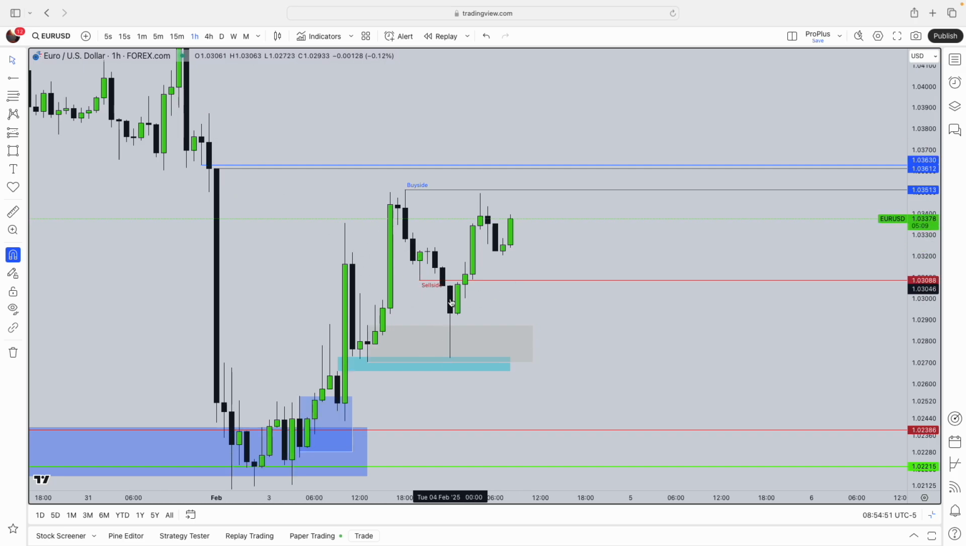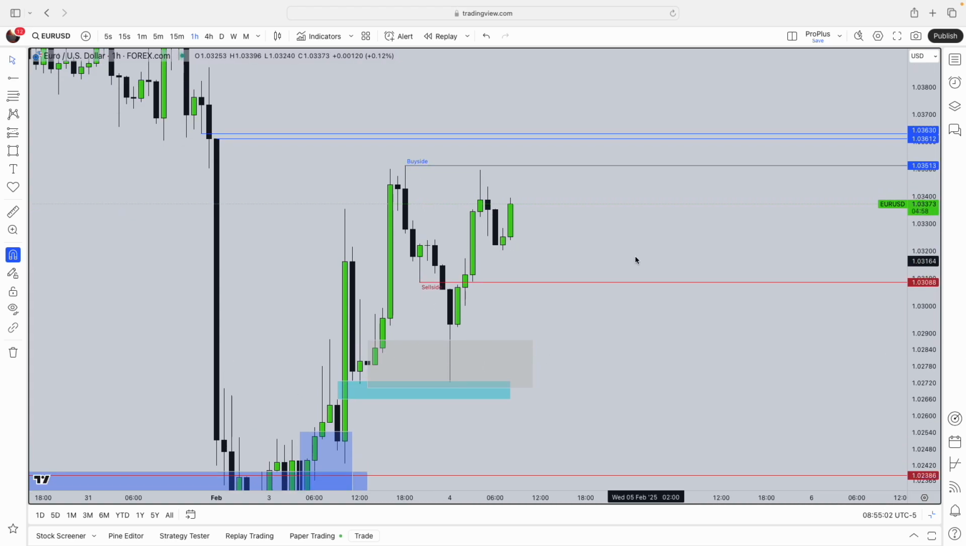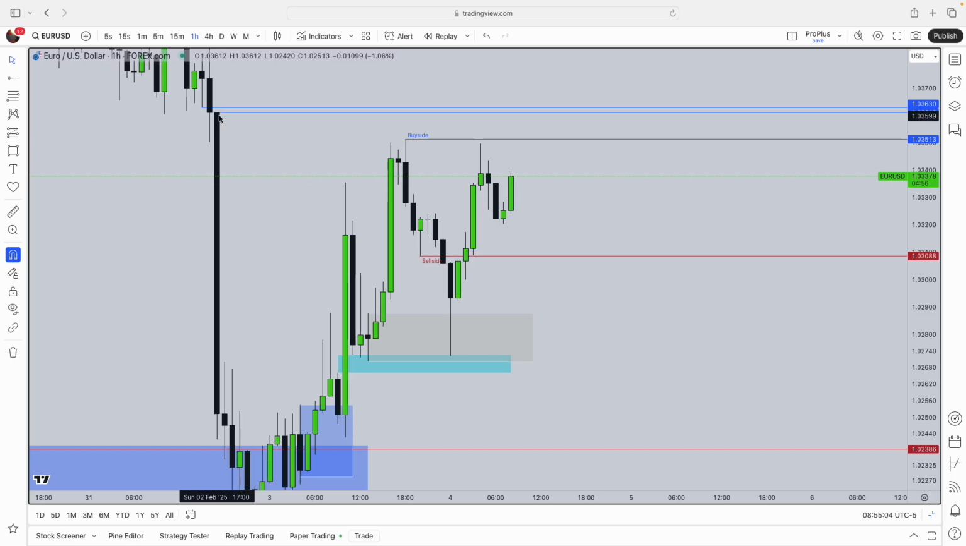But we've had rejections from these PD arrays here. We've had a bullish candle here, another potential PD array there. So, I think that price wants to go to this buy side here and this CB here.